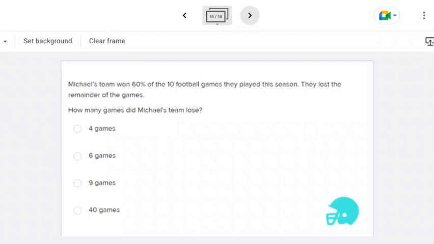Okay, here we go. We got our proportions. Michael's team won 60% of the games. So 60% is what they won of the 10 football games they played. So 10's their total. We always have 100 for our whole on the percent. They lost the remainder of the games. So it says, how many did they lose?